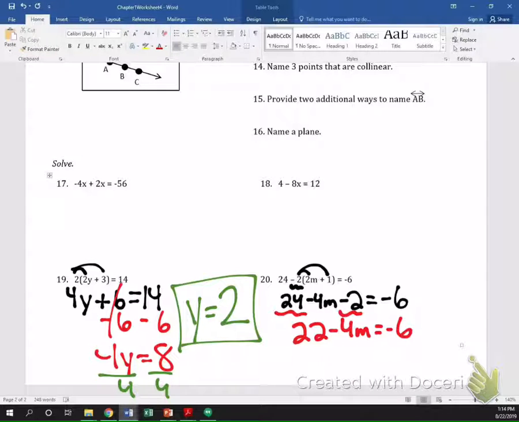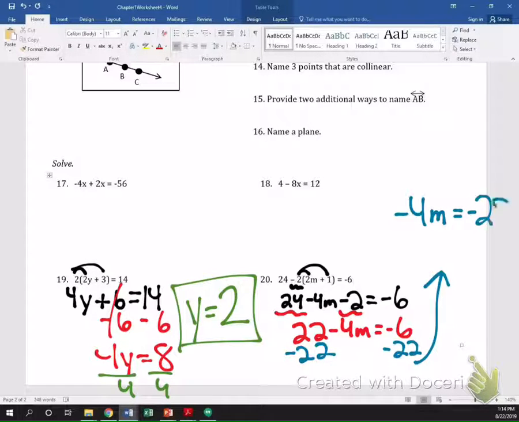All right, what do I do here? This is a kind of a tricky one. Yeah, get rid of that positive 22 by subtracting 22. I'm going to start back up here. So negative 4m equals negative 28.